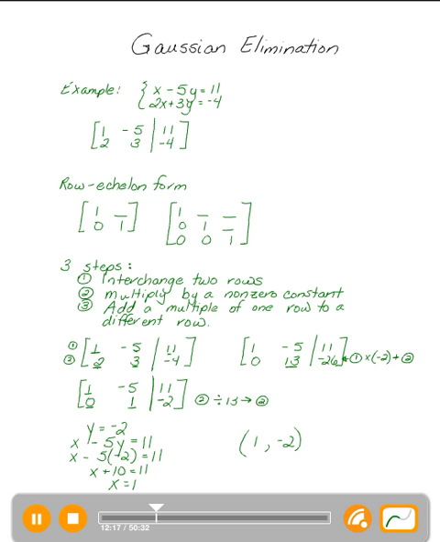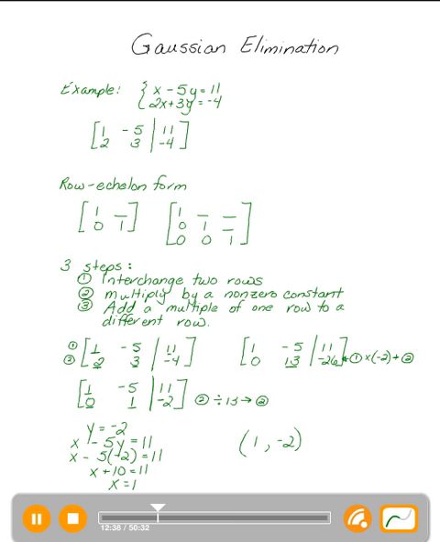Now our next step would normally be to get a 1 right here in this position, but that's not possible with the 3 steps that we have. I can't interchange my rows, I can't multiply by a number to get a 0 to be a 1, and I've already combined my rows to get a 0 in the first spot.